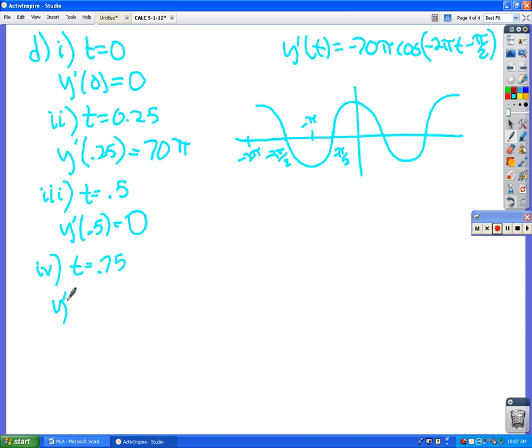I'm not even going to do it. What do you think it is? 75. Negative 70 pi, yeah. Because we went 0, 70 pi, 0, negative 70 pi, and the next one is going to be 0 again. Okay?